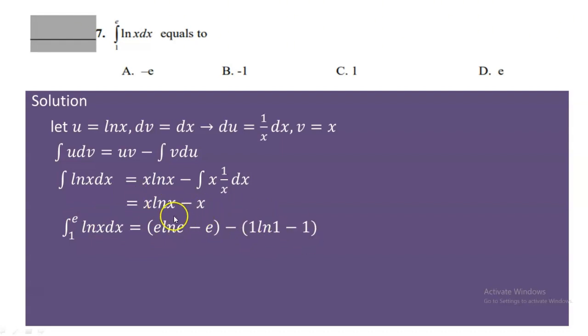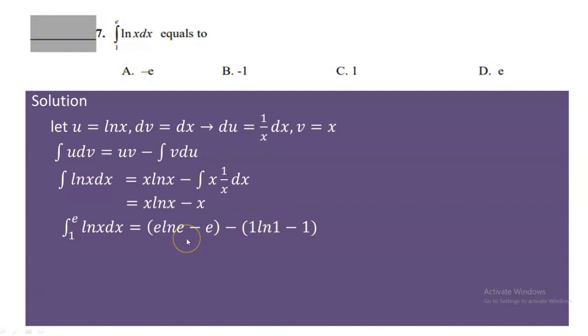And we know that ln e is the logarithm of e to the base e, and this makes 1. So e times 1 is e, and e minus e makes 0. So this is going to be 0, students. And we know also that ln 1 is 0, because the logarithm of 1 to the base e is 0. So 0 times 1 is 0 again. And 0 minus 1 is minus 1.